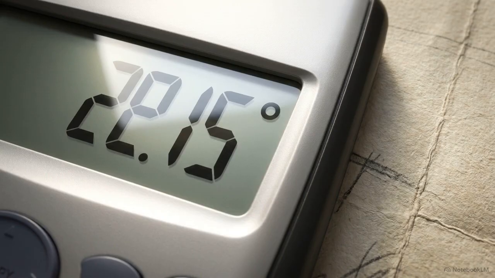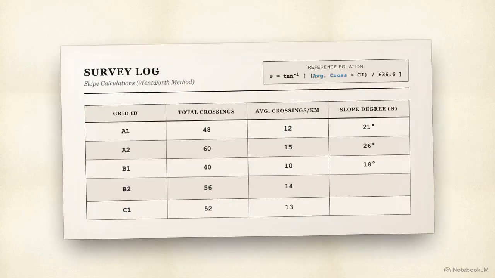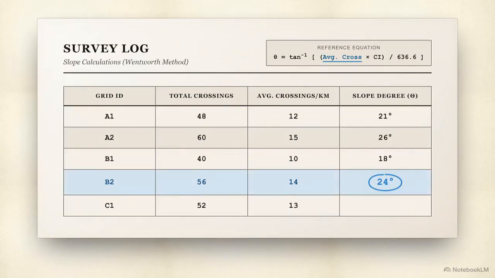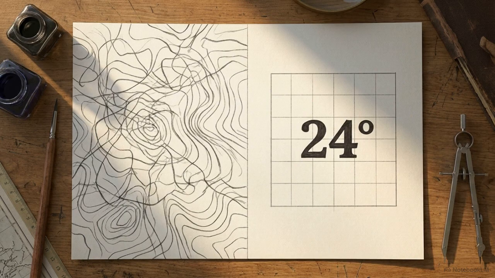Using your calculator's inverse tangent function for square B2 yields a slope of 24 degrees. Log this final degree value into your worksheet for square B2. This simple operation has transformed abstract lines into a specific, comparable value for regional steepness.